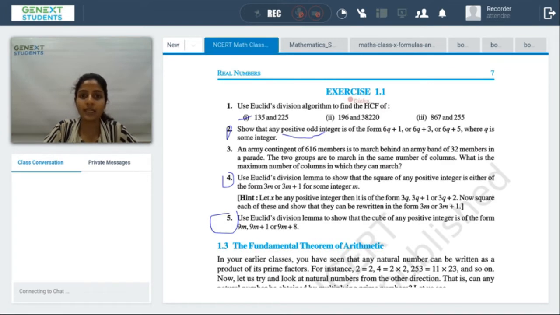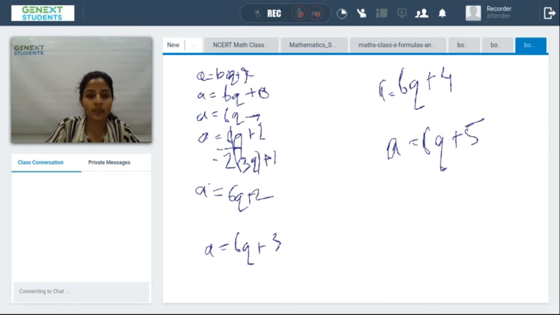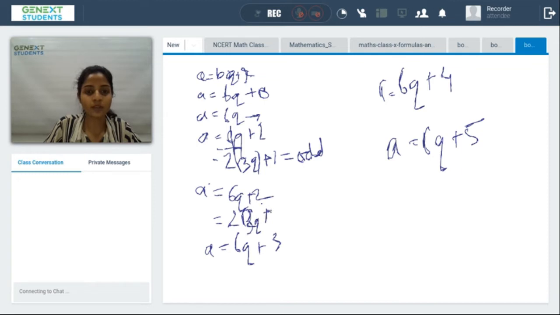So, in the question, they asked us, show that any positive odd integer is in the form of 6q plus 1, 3, 5, where q is some integer. Now, as we have seen over here, what we can do is take out common 2 from this part, which will be 3q plus 1. Here, we can easily say that 2 into any number is obviously an even number. So, even number plus 1 is an odd number. So in this case we got odd. In this case, we have 2 into 3q plus 2. So this is not an odd number.